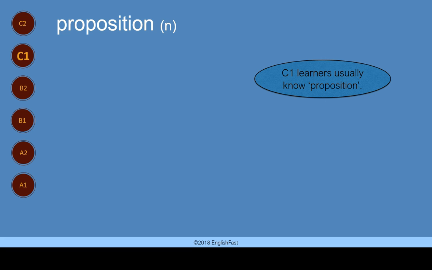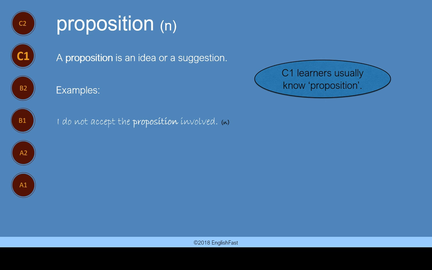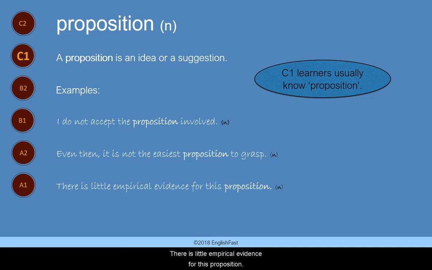Proposition. Proposition is a noun. C1 learners usually know proposition. A proposition is an idea or suggestion. Here are some examples. I do not accept the proposition involved. Even then, it's not the easiest proposition to grasp. There is little empirical evidence for this proposition.